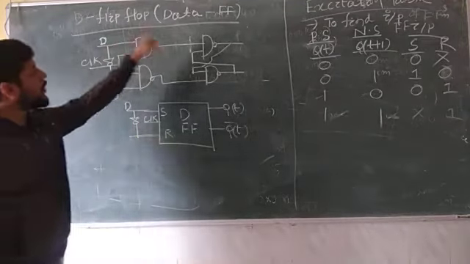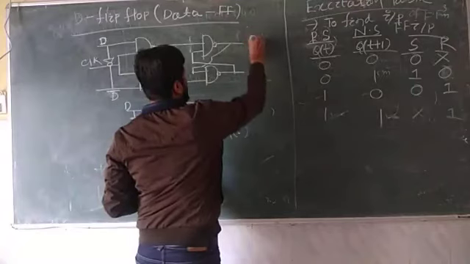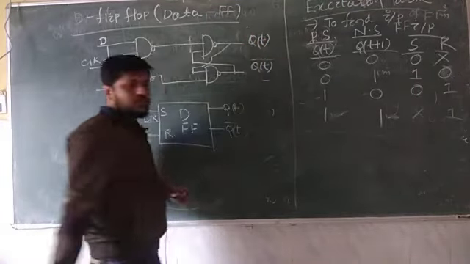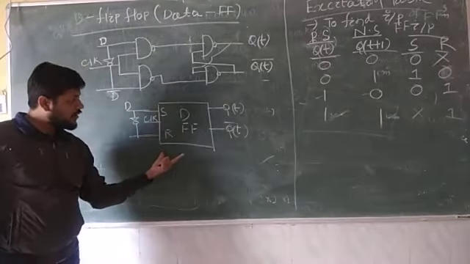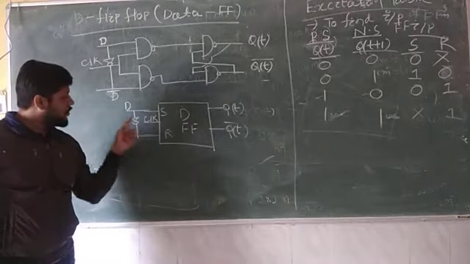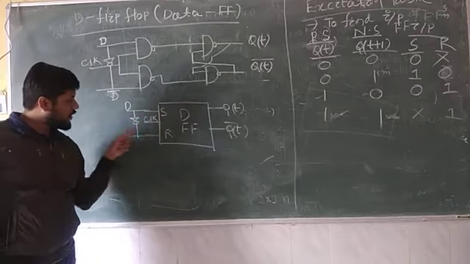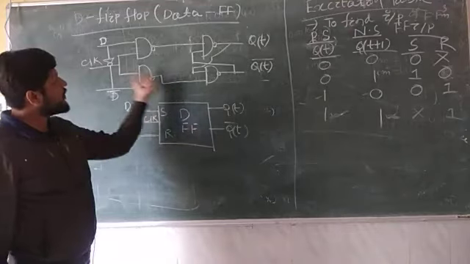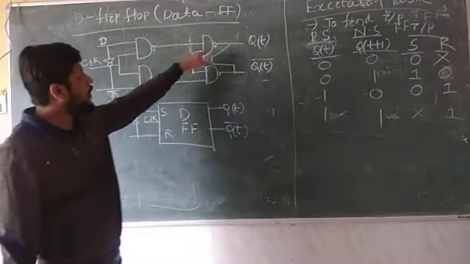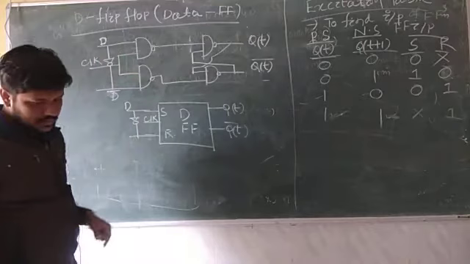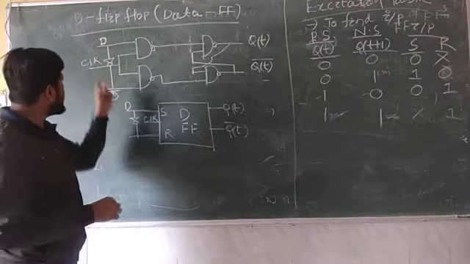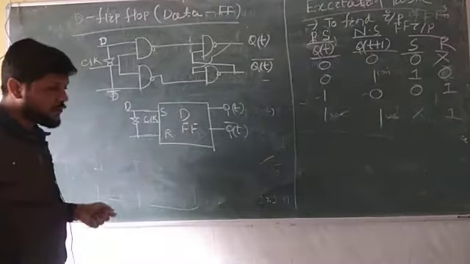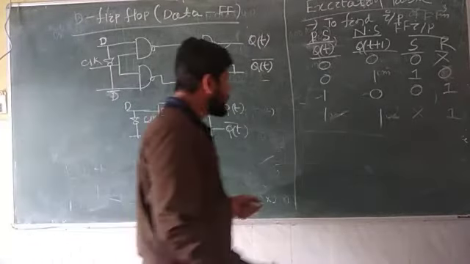So this is your block diagram. S is connected to D, R is connected to D bar, and we have QT and QT bar. This box is known as your 4 NAND gate. You have a cross coupled NAND gate here, and you have another NAND gate to which your clock pulse is applied. So this is how your circuit looks like in your D flip flop.